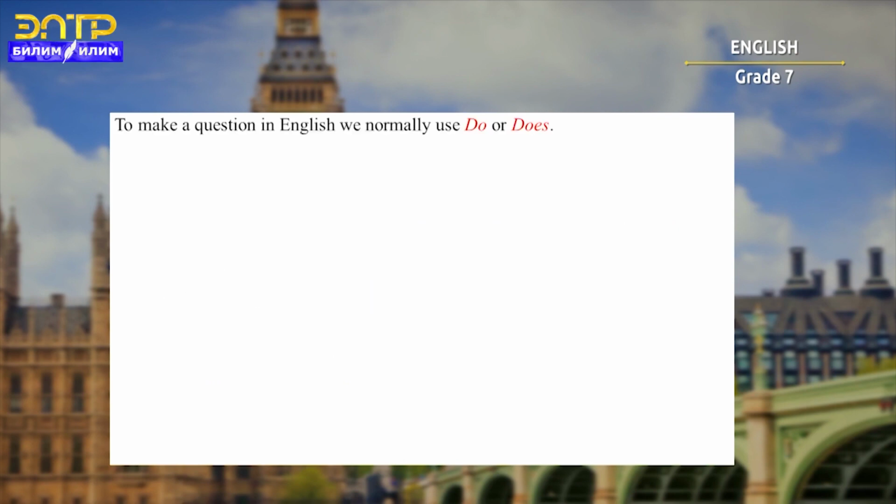To make a question in English, we normally use do or does. Take a look at some examples. You speak English. It is an affirmative or positive sentence. Do you speak English? It's a question form.